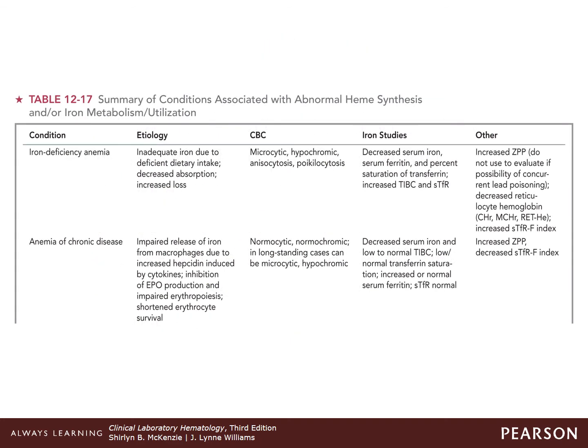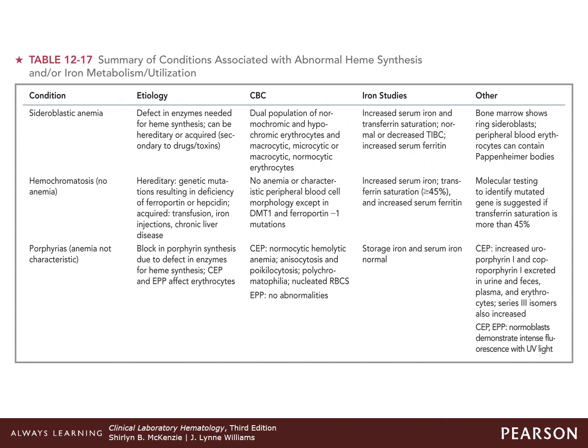Table 12-17 is a good summary of the conditions associated with abnormal heme synthesis as well as iron metabolism or utilization. Please go over these conditions when you study to discuss the etiology, what you would see in the CBC and peripheral blood, as well as the reflexive tests in the iron studies. Similarly, in this chart is the remainder of the abnormal iron utilization and heme synthesis conditions, so please focus on the etiology, the CBC, and the other iron studies.